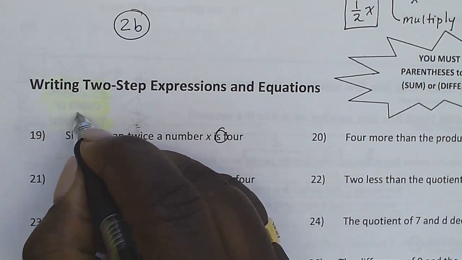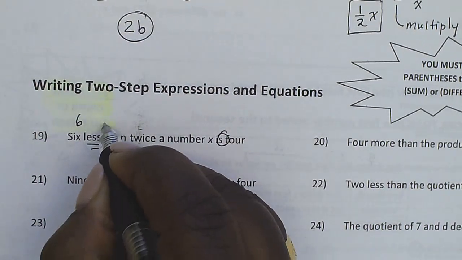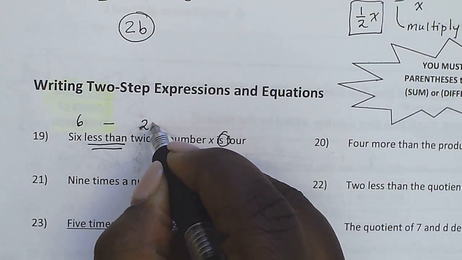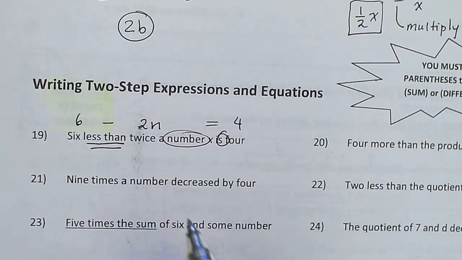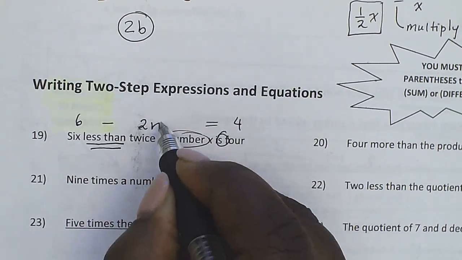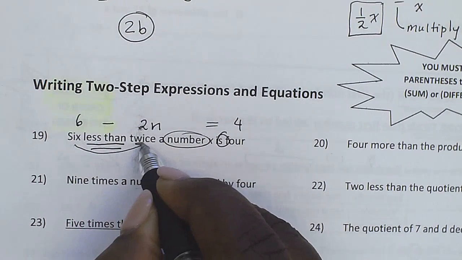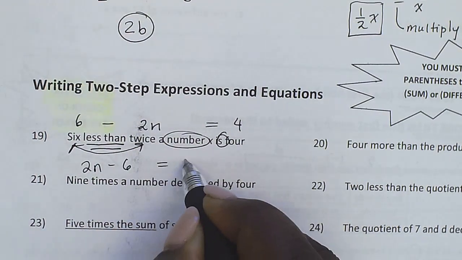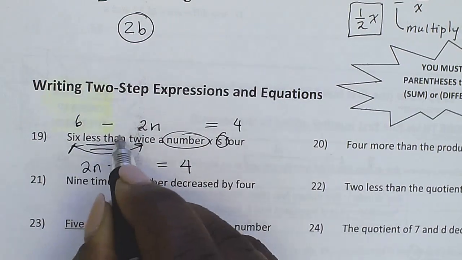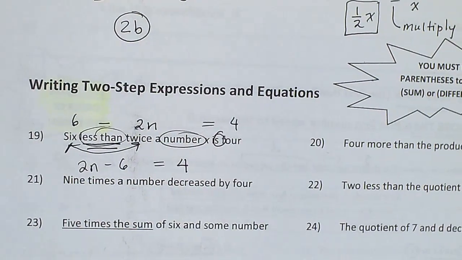So 6 is here, less than twice the number. N is 4. So here we go. This is going to be a switcheroo. 2n minus 6 equals 4. Remember the switcheroo? This less than indicates a switcheroo.